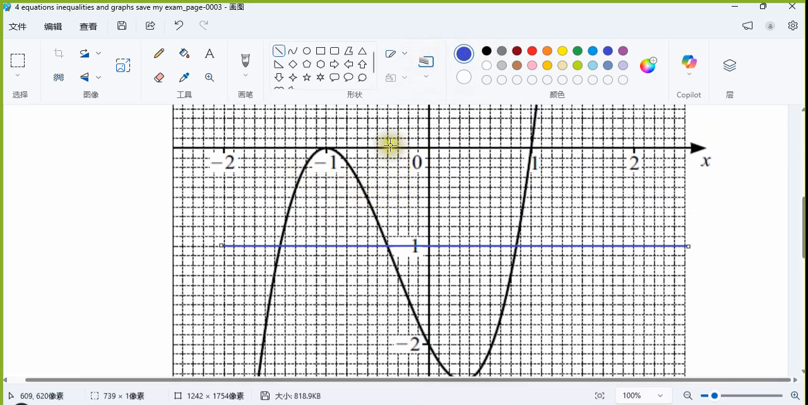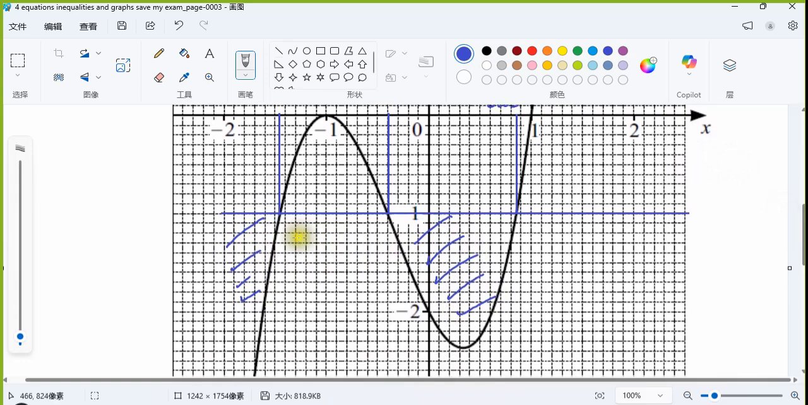Negative 1, then when y equal to negative 1, the corresponding values of x are negative 1.45, negative 0.4, and then this is 0.85. So less than will be here.